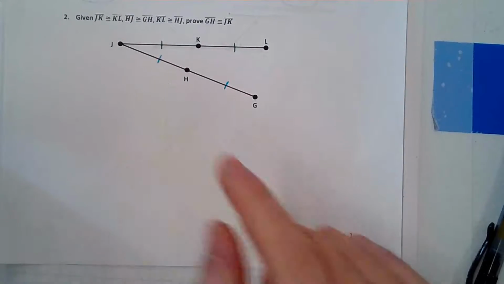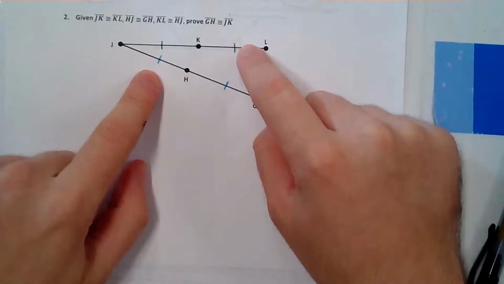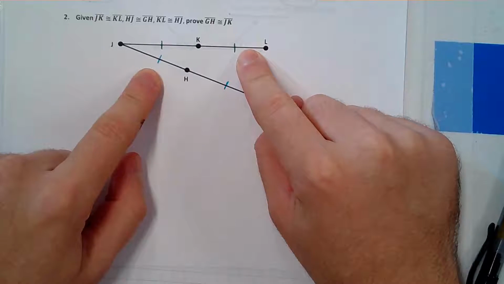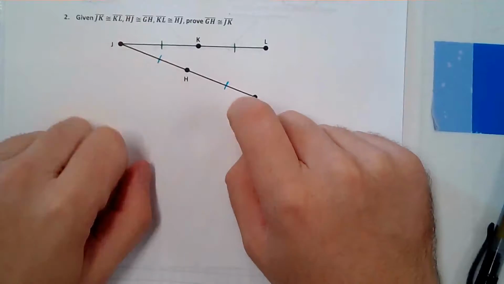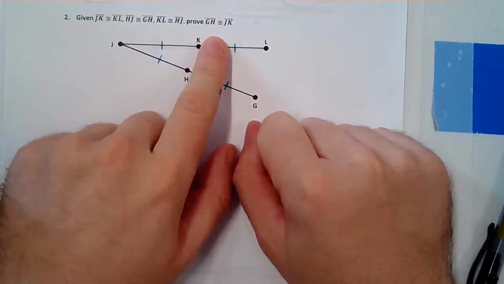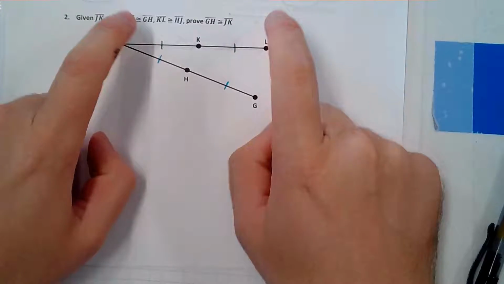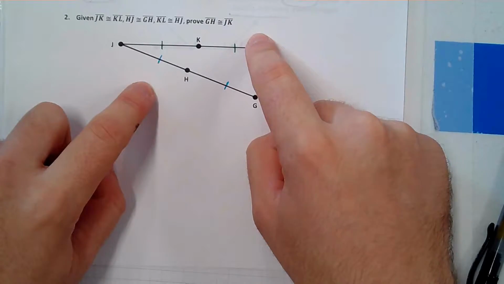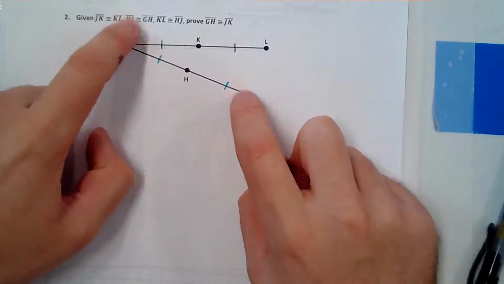It also says KL and HJ are congruent. Well, that's those guys. So guess what? They're all going to be congruent. Hooray for color, hooray for single tick marks, right? So they're all going to be congruent, but we need to prove that last little bit. So we've got these guys for free, we got these guys for free, and they gave us these guys for free. We need to prove these guys are congruent. That's all we need to do.